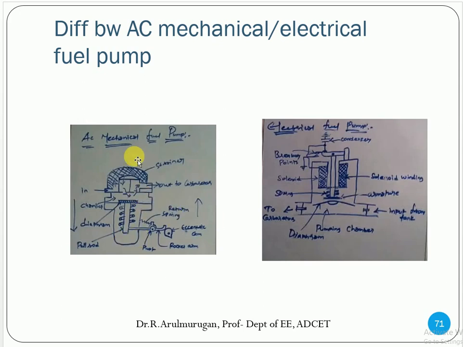How is it given in the mechanical type? When you touch it here, it moves up and down, and when it moves up and down it creates the pressure. This is mechanical, like the piston model. In the electrical model, it is replaced by a solenoid and ignition switches, like that.